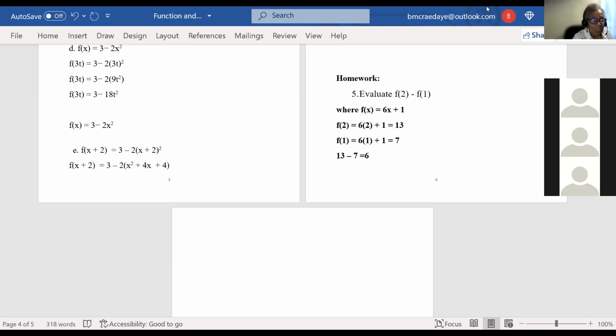Any other questions on functions? Let's see if I have another one here.